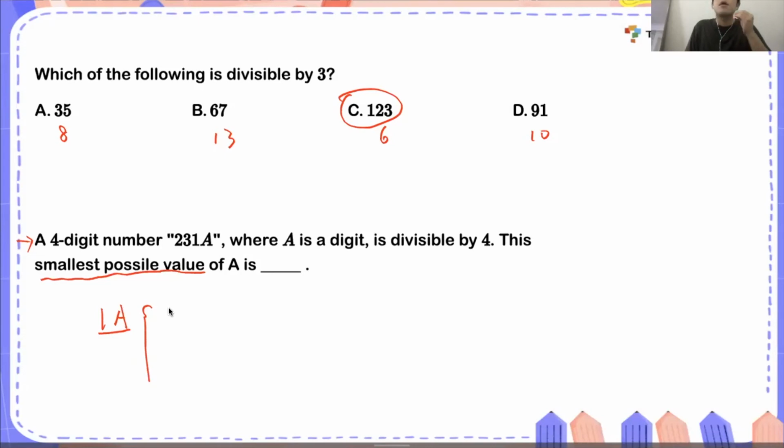And do we have any other 2-digit number starting with 1 that is a multiple of 4? Of course, we have. That is 12, right? 16. Do we have other options? We don't have other options. And for 12 and 16, the value of A means 2 or 6. So which one is the smallest possible value? Obviously, that is 2. So the answer for this question is 2.